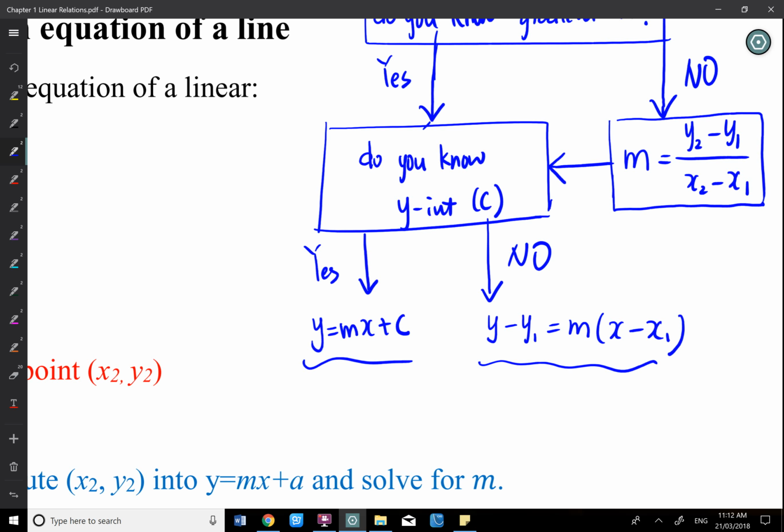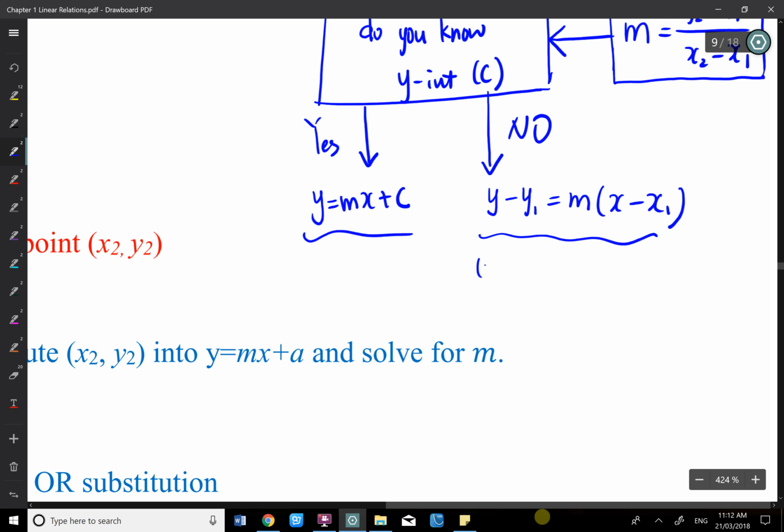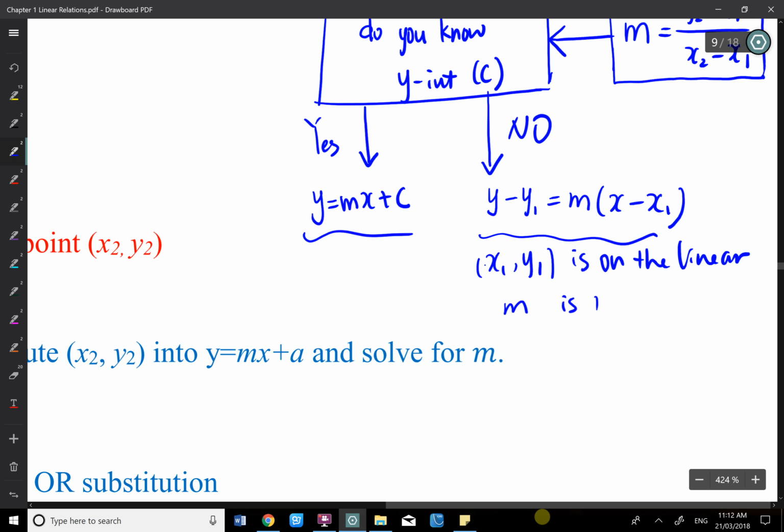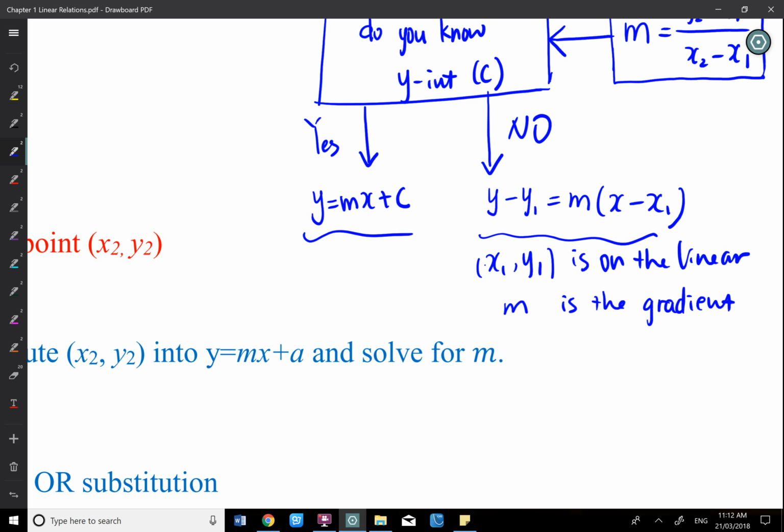What this formula means is, x1, y1 is a point on the linear. Any point on the linear gives you x1 and y1. What is m? m is the gradient. And you keep x and y as x and y. x and y are your variables. So then we will have the linear directly.